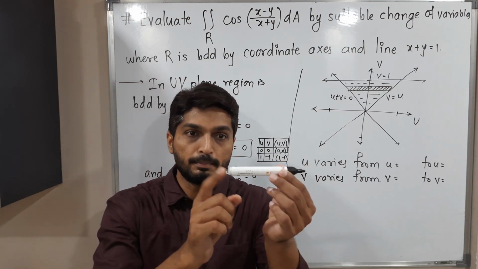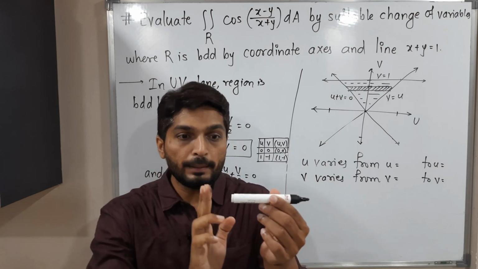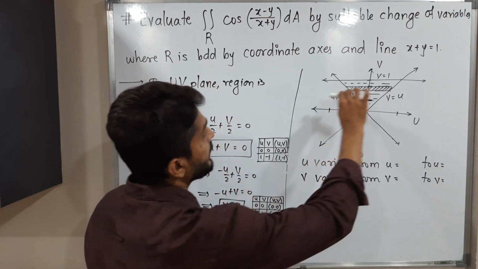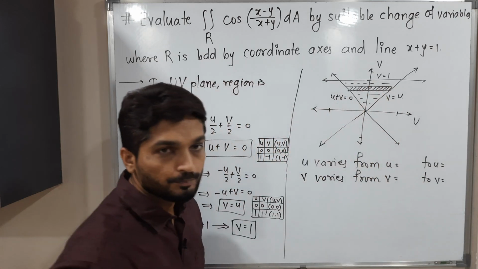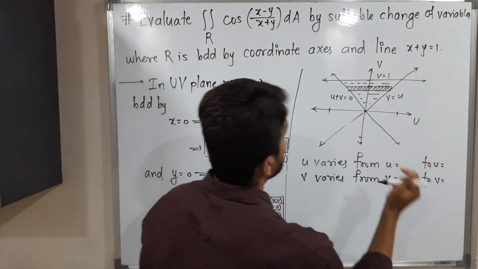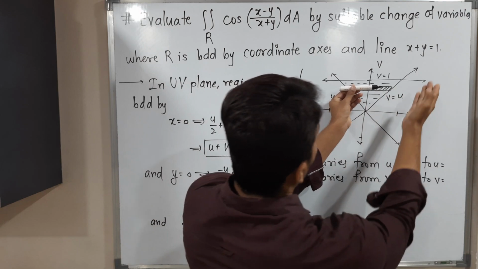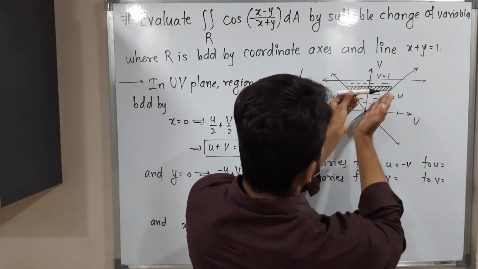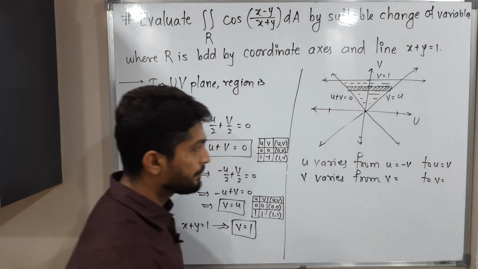This is its base, this is its top, right? So the strip is bounded below by this line whose equation is u plus v is 0. But we want u is equal to, so let us shift v on that side. So u is equal to minus v. The strip is bounded above by this line whose equation is v is equal to u. That means u is equal to v.